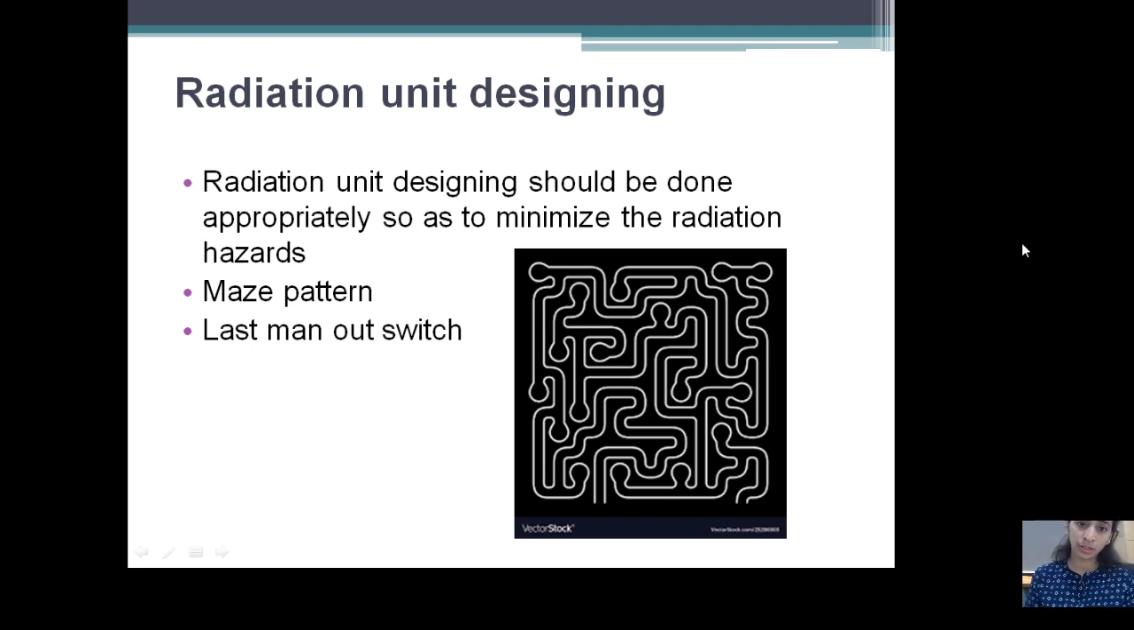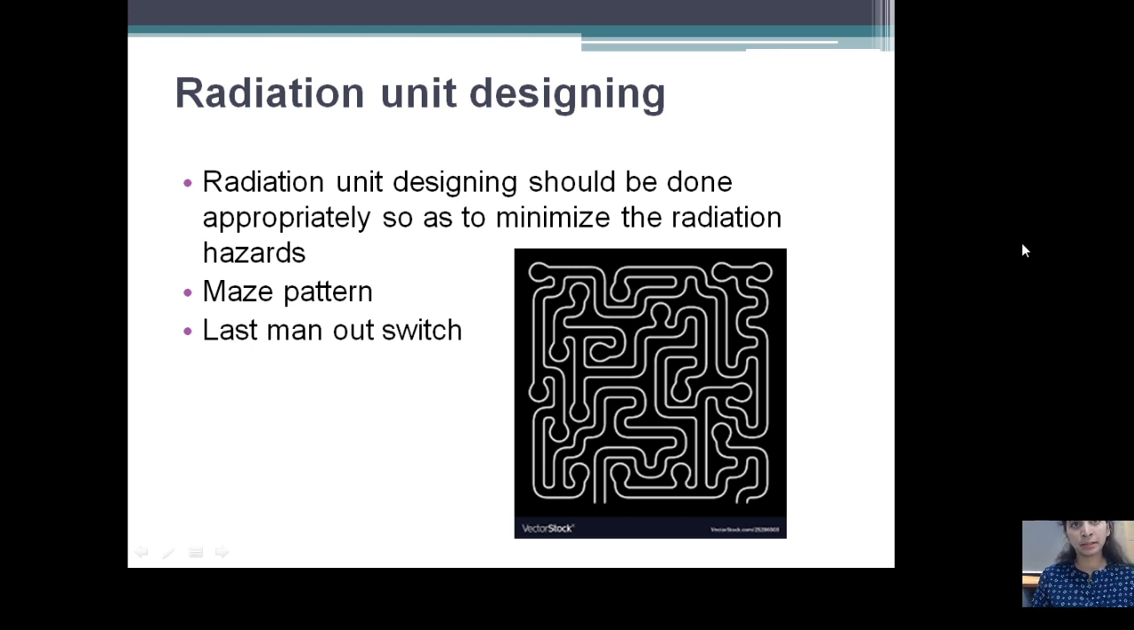The image you can see on your screen is a type of maze pattern. As we know, radiation travels in a straight line. When you visit our radiation oncology unit, you will see it is never direct: when you open a gate, there won't be a direct line to the radiation source. We divide it into different maze patterns so that the radiation, after traveling a long distance, has very little output.